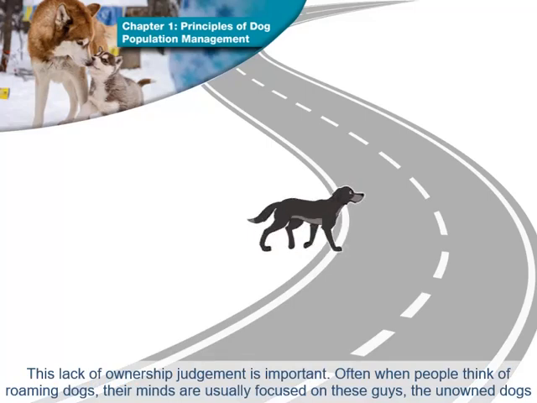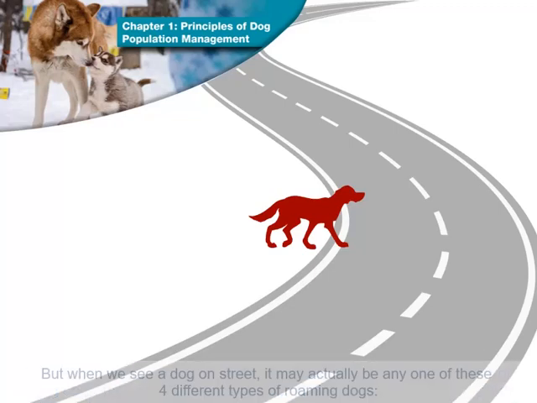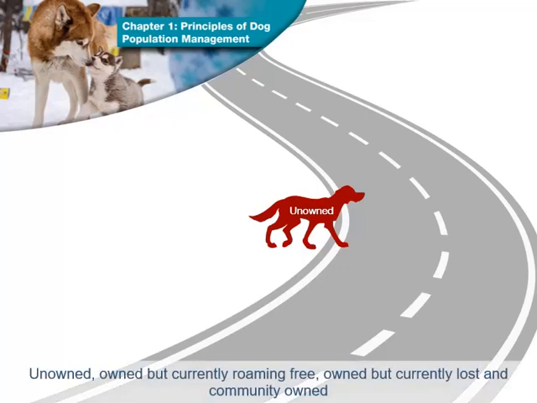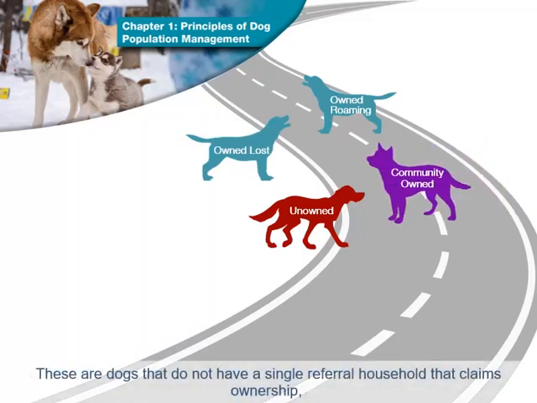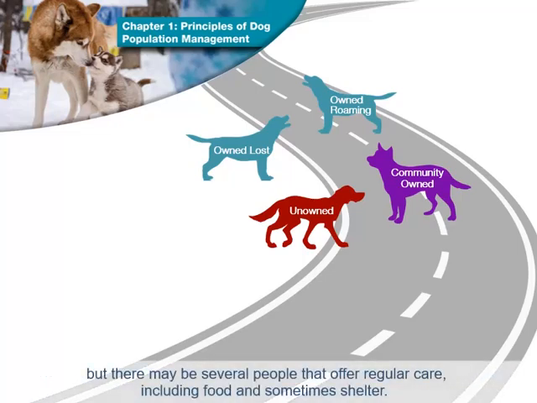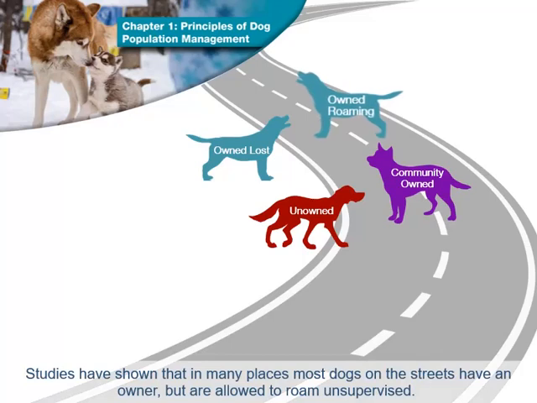Often when people think of roaming dogs, their minds are usually focused on these guys, the unowned dogs. But when we see a dog on a street, it may actually be any one of these 4 different types of roaming dogs: unowned, owned but currently roaming free, owned but currently lost, and community owned. These are dogs that do not have a single referral household that claims ownership, but there may be several people that offer regular care, including food and sometimes shelter. Studies have shown that in many places, most dogs on the streets have an owner, but are allowed to roam unsupervised.